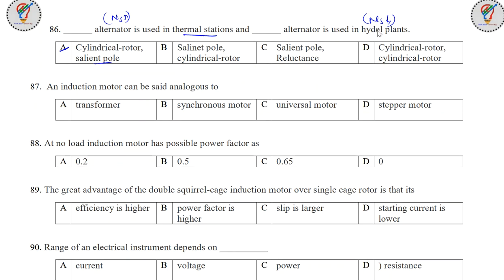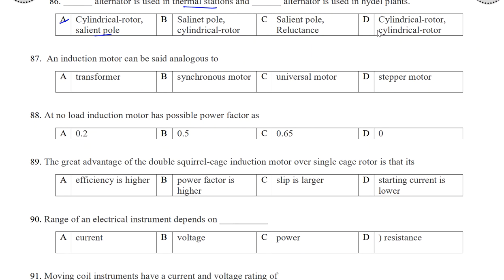Next question here. 87th question. An induction motor can be said to be analogous to a transformer. Why? Because the induction motor and transformer action is the same, but the difference in the main operation is air gap and mechanical power. The induction motor will have some air gap, along with it converts electrical energy into mechanical energy. But in case of transformer, it won't have any air gap. Air gap will be zero, and it will convert electrical to electrical energy.